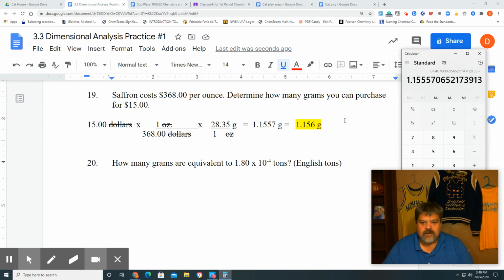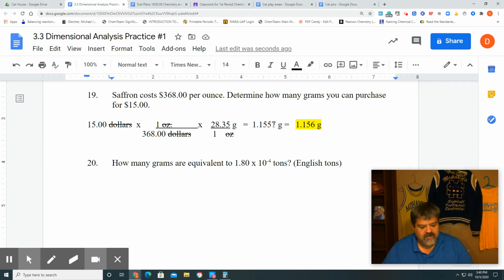1.1555. Oops. Yeah, that's just so we drew our line. There was another 5 there. That really didn't matter because we're putting our line right there. For this 5, because there's numbers after it, it says it needs to be rounded up. That's how many grams of what? Of saffron. We can purchase. So that's your final answer, and that's question number 19.